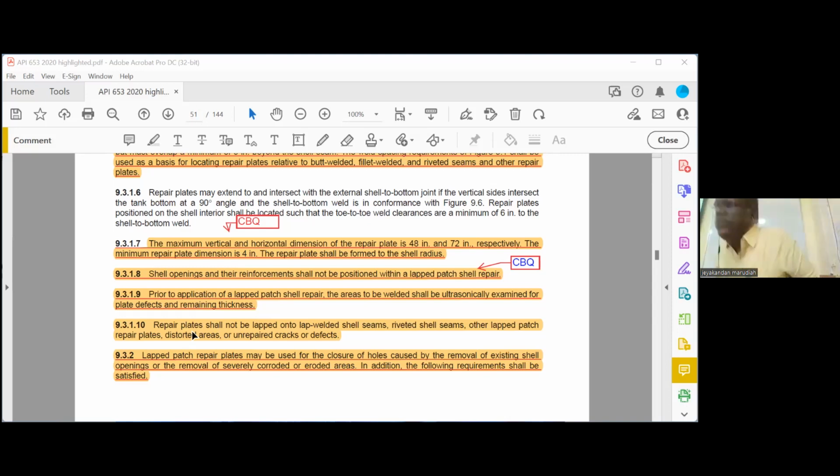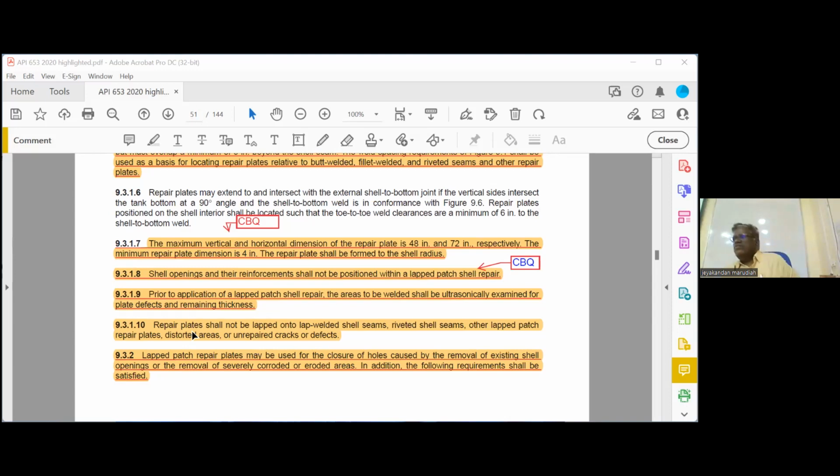So what are the key points I told? What is the minimum dimension? 4 inch. Maximum 48 vertical, 72 horizontal. That is an important point. Patch plates are not allowed when the original thickness is more than half an inch. Second one, what is the radius? Minimum 2 inch radius. Okay. Then what is the other point? And if it crosses any vertical or horizontal seams, minimum 6 inch it has to cross.